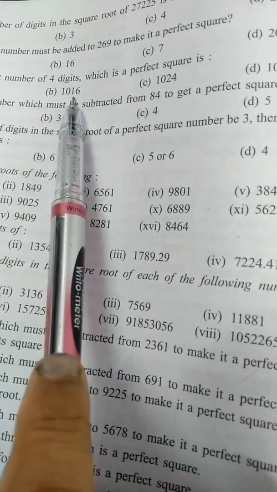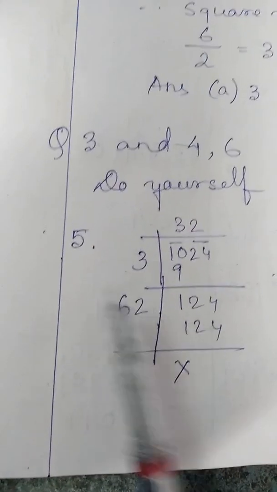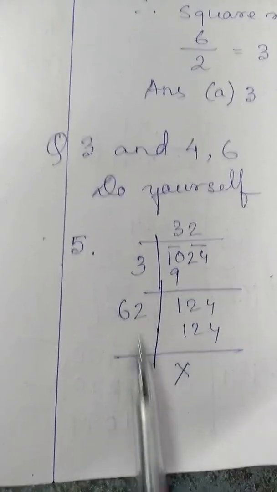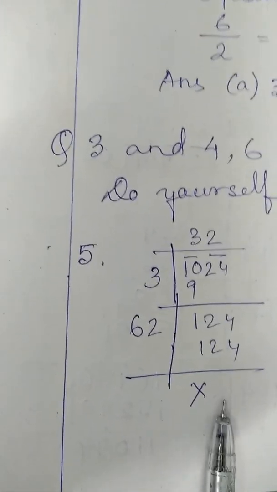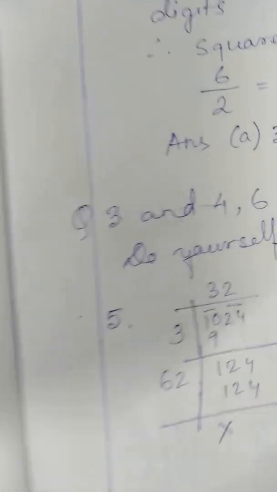1016 is not a perfect square. You just calculate it and see. 1024 is a perfect square. I have solved it for you here. You can see 1024. So it is a perfect square. So the answer to question number 5 is C.